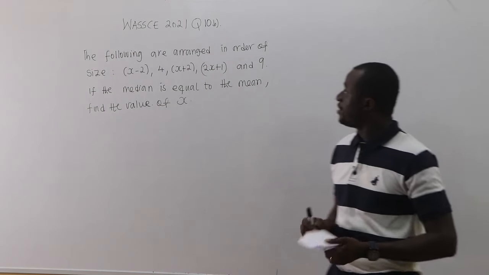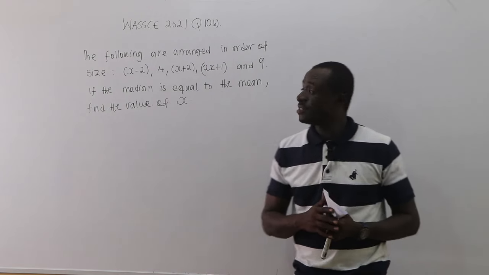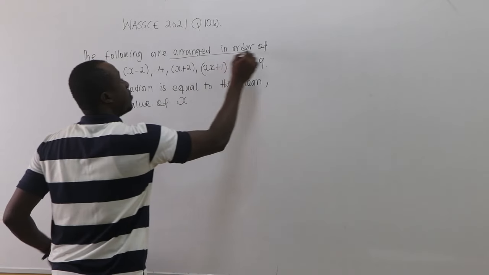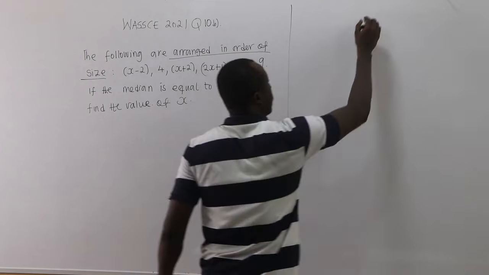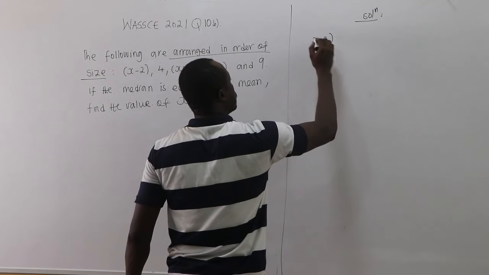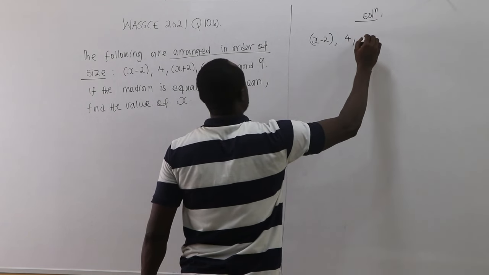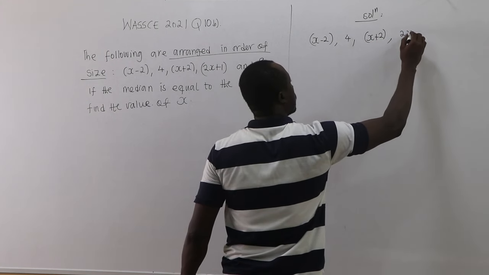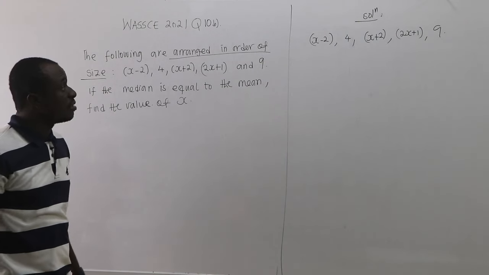Now let's see the B part. WASSCE 2021, question number 10, B. Now the B is on statistics. It says that the following are arranged in order of size. So it has been arranged already in order of size. And what are the elements? The first, we have x minus 2, 4, x plus 2, 2x plus 1, and then we have 9. It has been arranged in order of size.